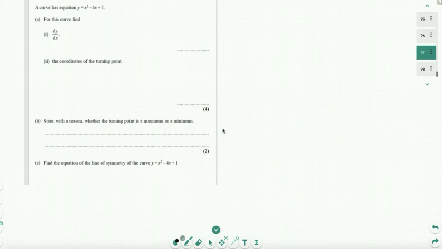Last question, guys. A few more tricky problems towards the end, perhaps. Identifying a maximum or minimum and the line of symmetry. Let's get started. First question.